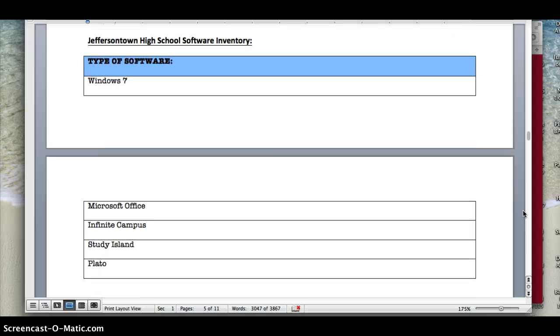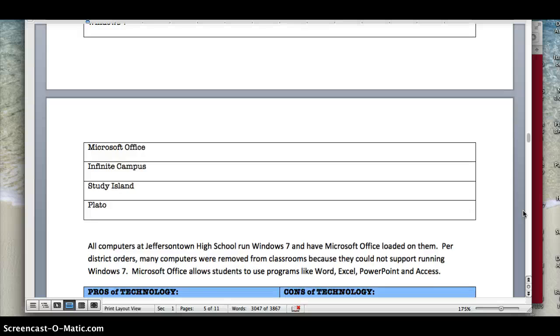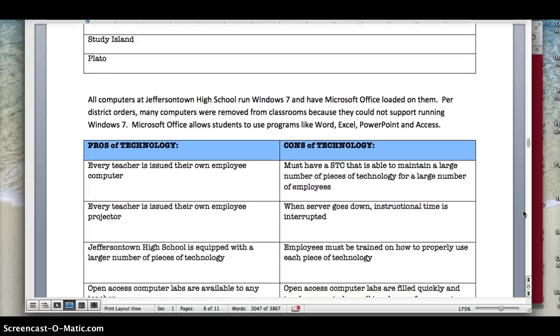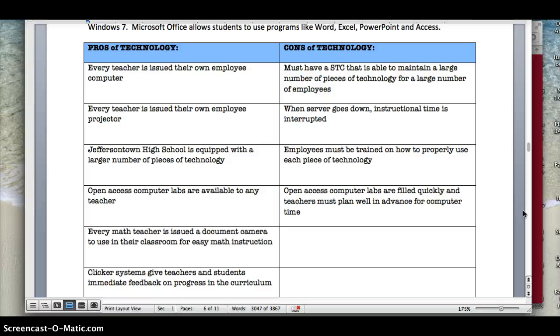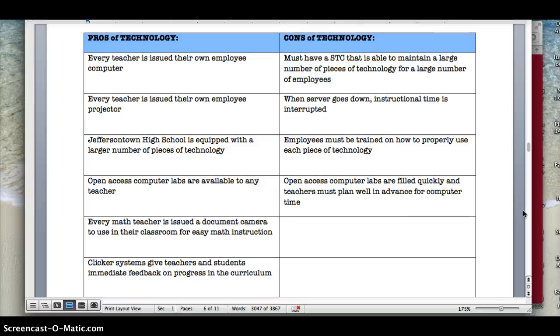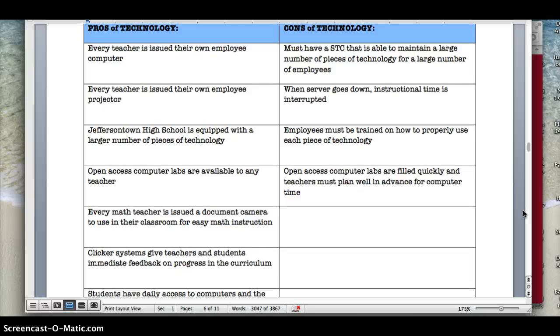Here is some software that we use at Jeffersontown High School. And finally is some pros and cons of using technology. I enjoy using technology. I try to use it as much as possible. Unfortunately, there are some cons.